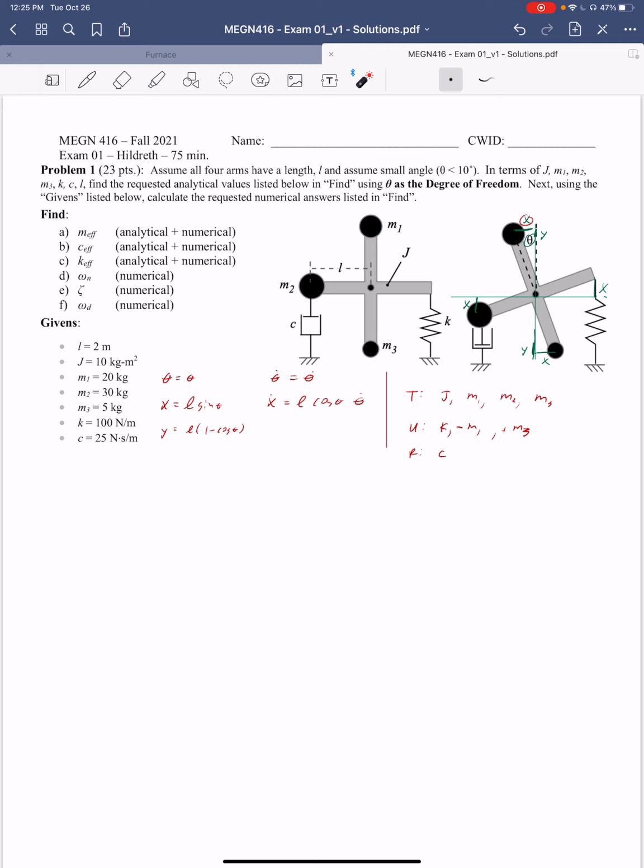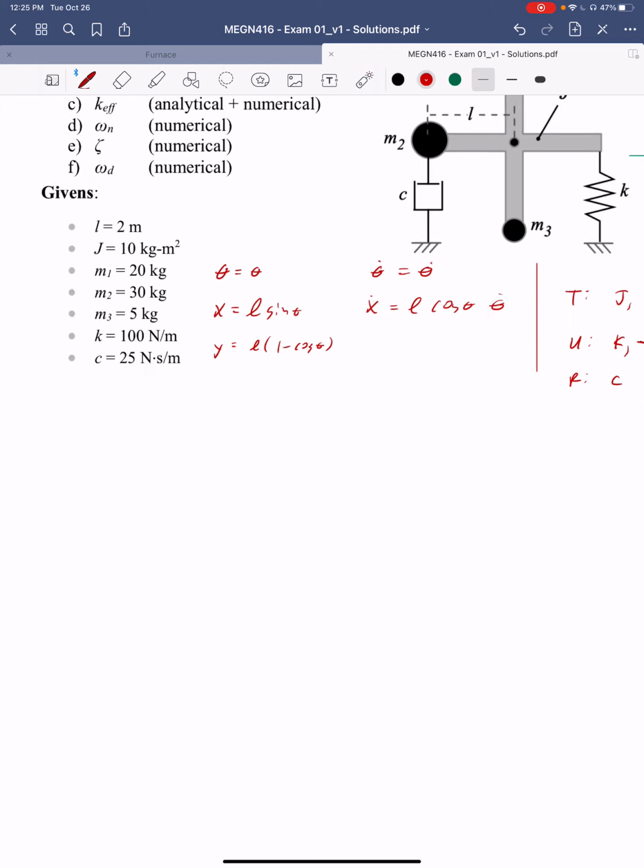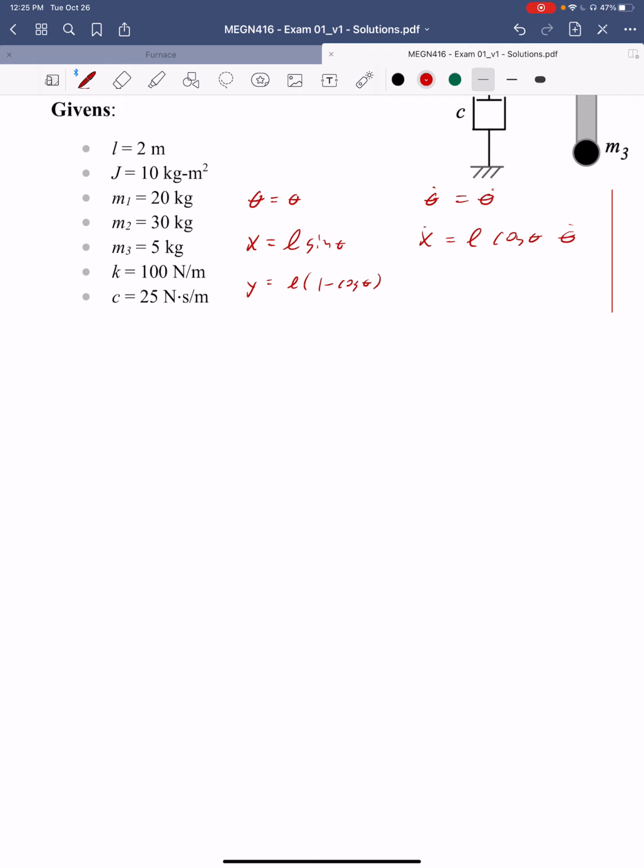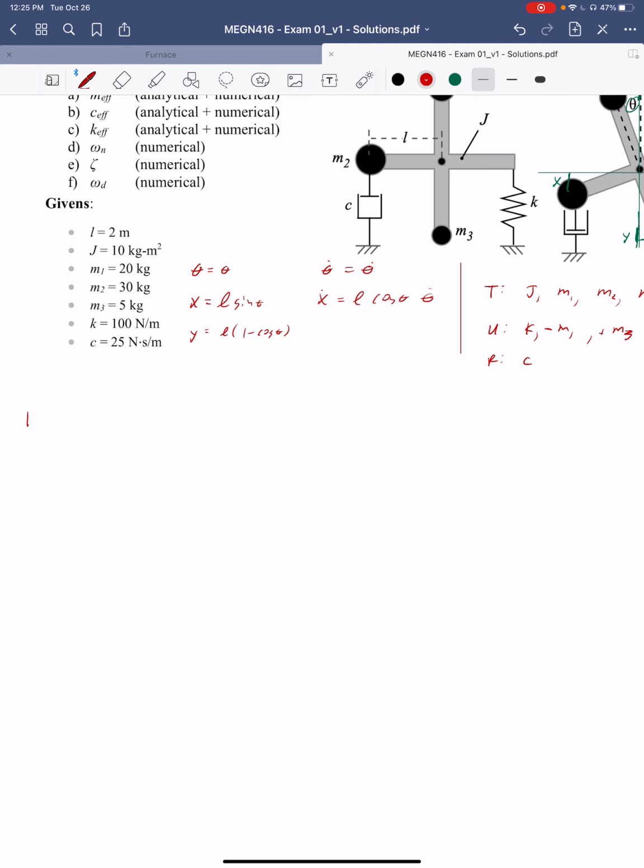So that takes care of step four. Now let's go to step five. And for step five, we're going to list all of those energies. So the kinetic energy for that J is 1/2 J theta dot squared. And then the kinetic energy for that mass, mass 1, is 1/2 M1 x dot squared.